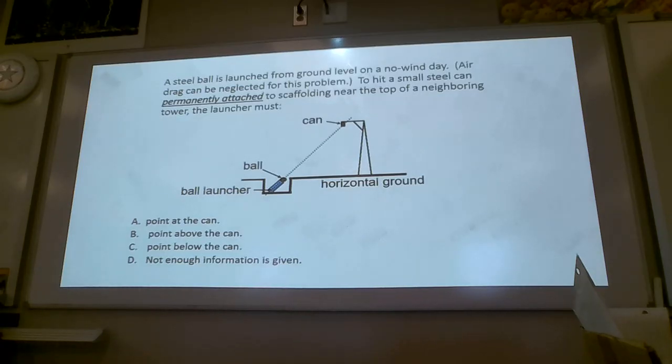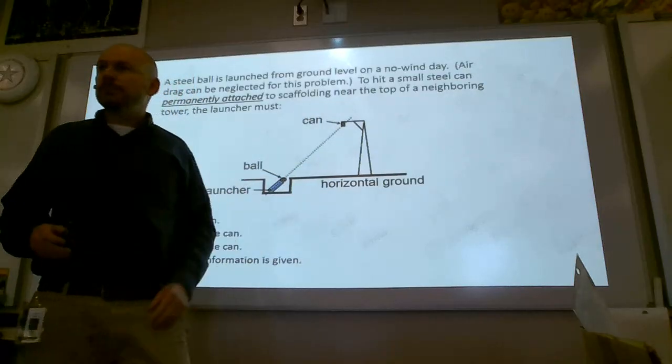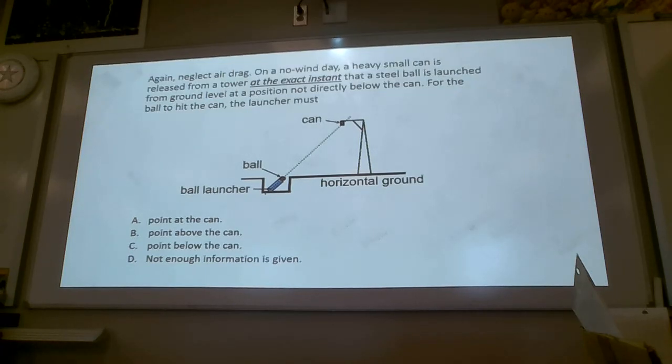Correct answer is B. You need to shoot above it because it's going to be lobbed, right? It's going to drop below. Okay? Are we good? Okay. Next question.